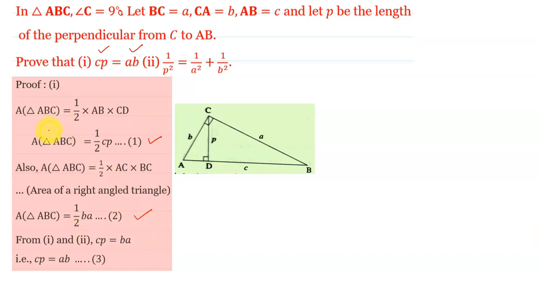Now both are the area of triangle ABC, but we took two different sides; we considered different heights and bases. Therefore 1 upon 2 cp is equal to 1 upon 2 ba. And therefore 1 upon 2 gets cancelled and you will get cp is equal to ab. And this is the first part that we had to prove.